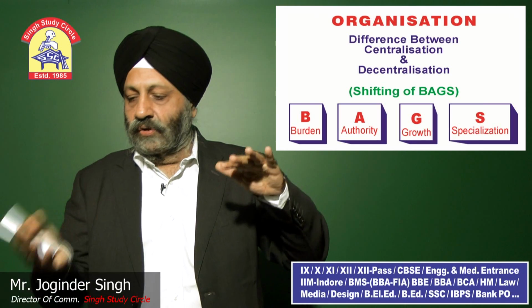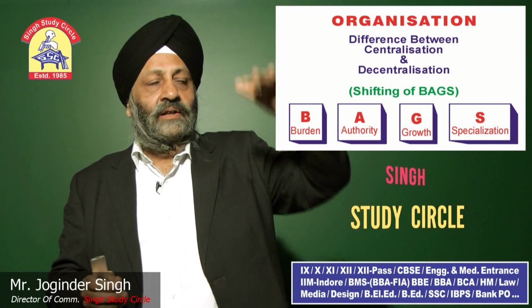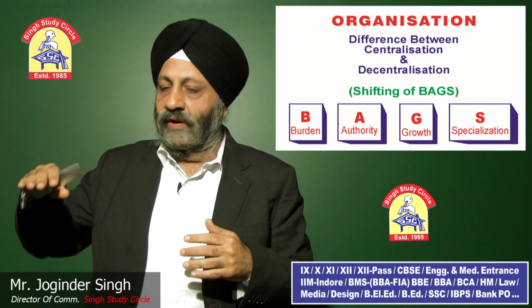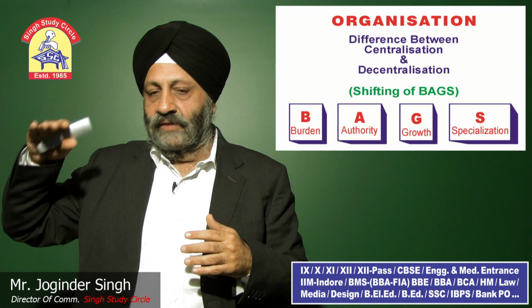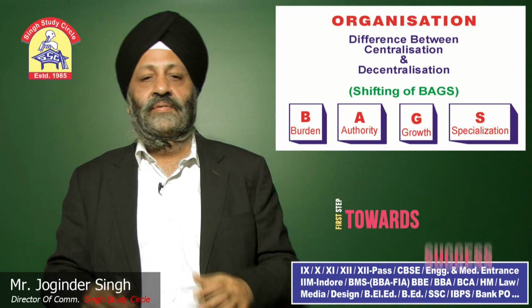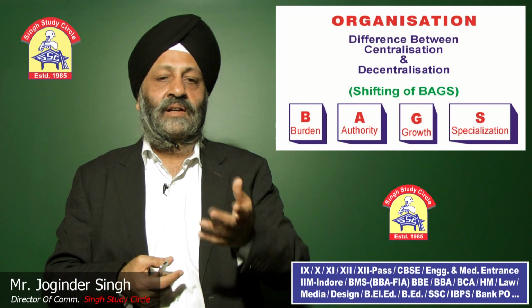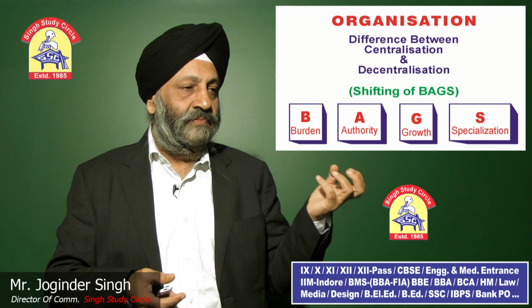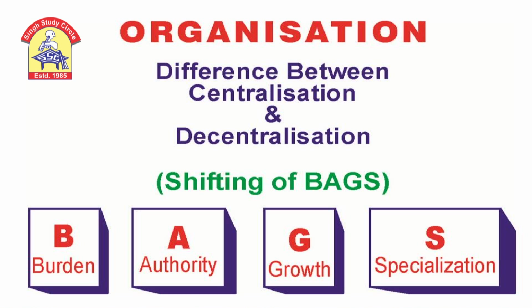In decentralization, growth can be more. In centralization, growth can be less. For specialization, decentralization is required. Decentralization gives specialization; in centralization, specialization cannot be done. This is the difference between centralization and decentralization. You only need to remember it as shifting of bags. BAGS means B for burden, A for authority, G for growth, and S for specialization.